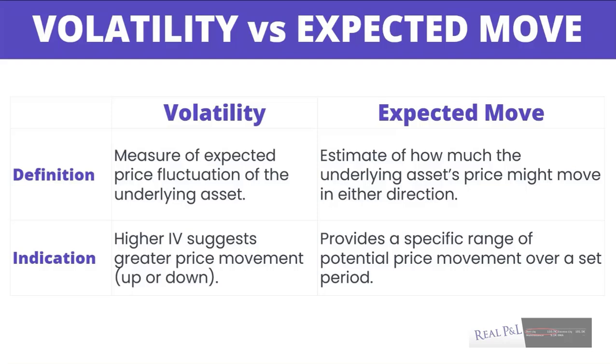So, volatility versus expected move. Volatility is defined as the measure of expected price fluctuation of the underlying asset, but the expected move is the estimate of how much the underlying asset price might move in either direction. With volatility, the higher the implied volatility, the greater the price movement up or down that it suggests. And the expected move provides a specific range of potential price movement over a set period.